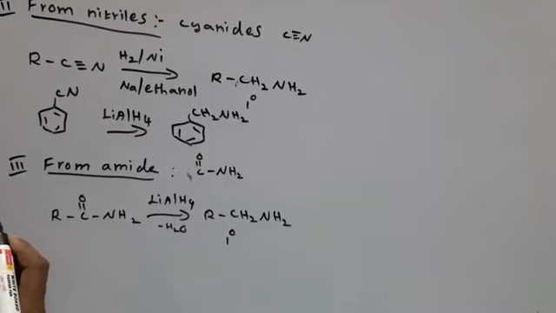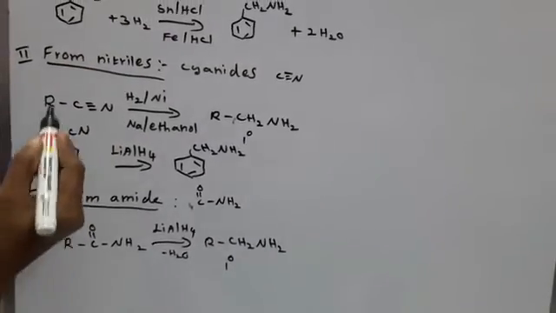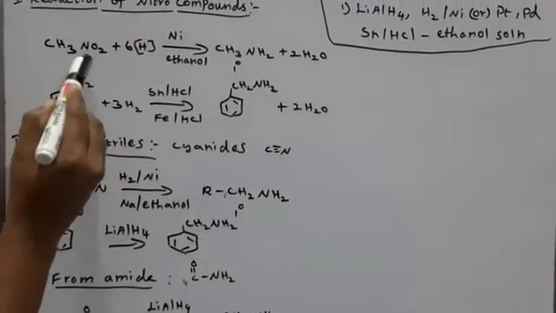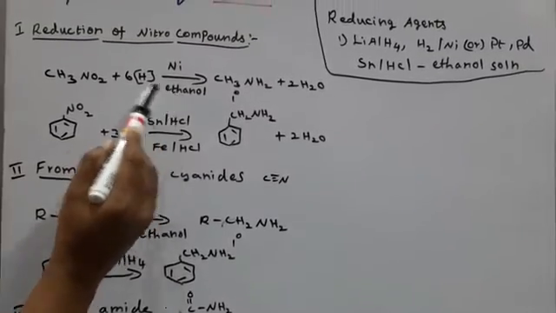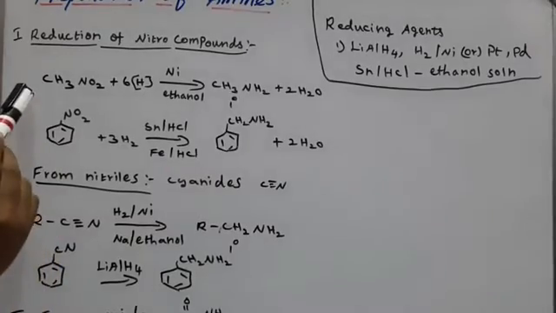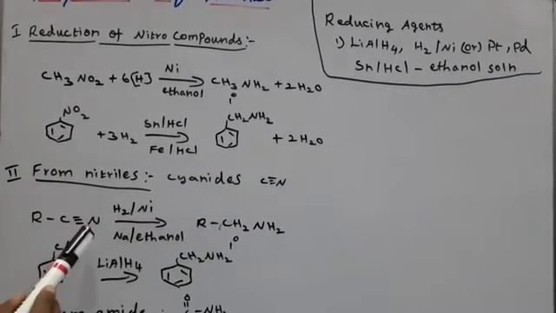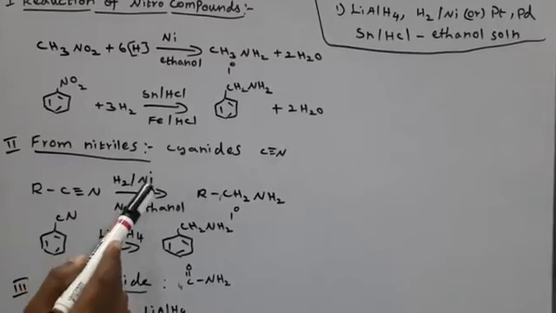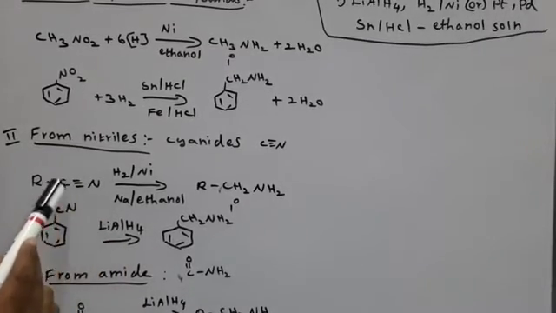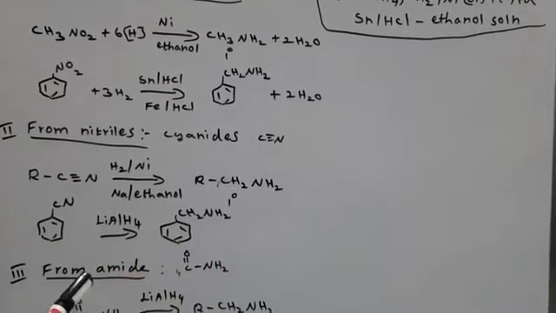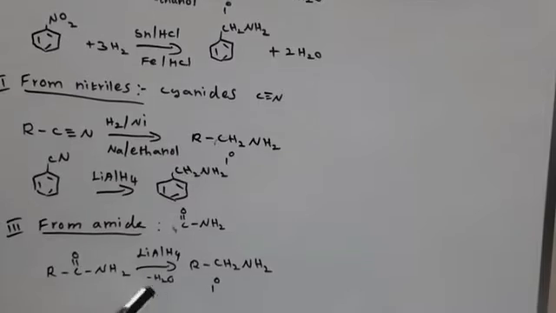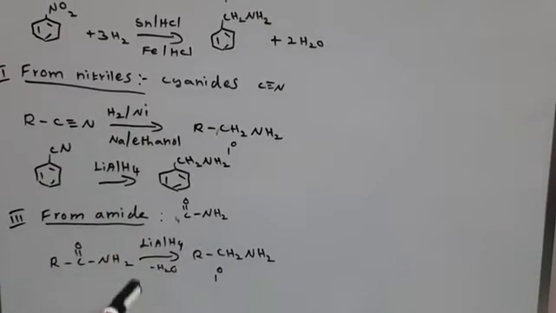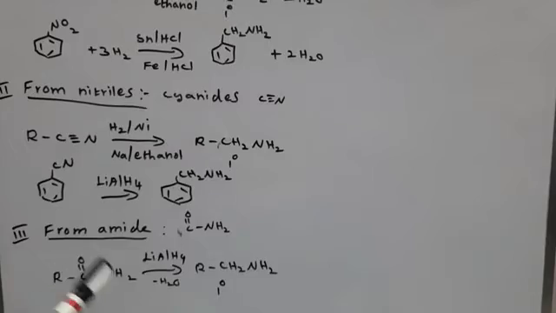So these are the reactions: reduction of nitro compounds, reduction of nitriles, reduction of amide. It is very easy. This nitro compound, in the presence of a suitable reducing agent, converts to give the amines, both alkyl and aryl nitro compounds. Nitriles means cyanide; in the presence of a suitable reducing agent like dihydrogen with nickel or sodium with ethanolic solution, the cyano group is converted to the amine group. And amide also, in the presence of a suitable reducing agent, gives primary amine. So these are the preparations for primary amines.